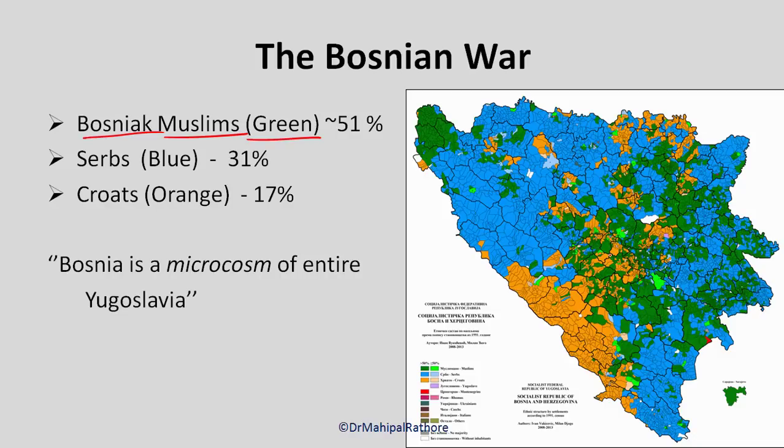Now although area wise you will see that the green area is less and blue is more, the population of Bosniak Muslims was more. These are more populated areas, these are sparsely populated areas. So Serbs are 31%, in blue color, and then the third group is the Croats, in orange color. So this is Croatia here. If you remember, they had a long coastline which cuts off Bosnia almost entirely.